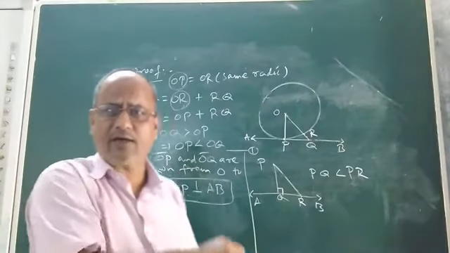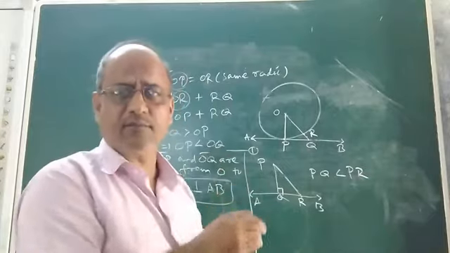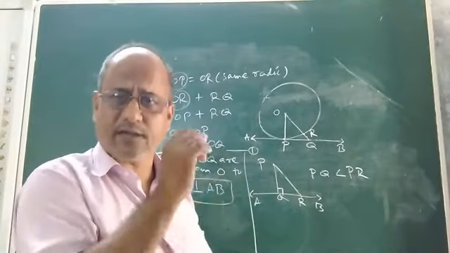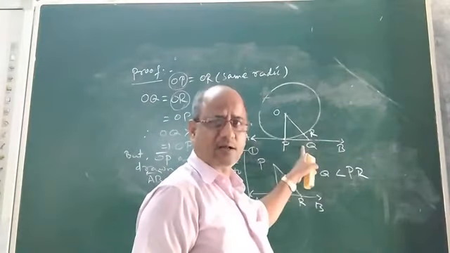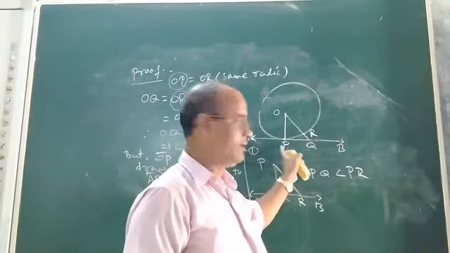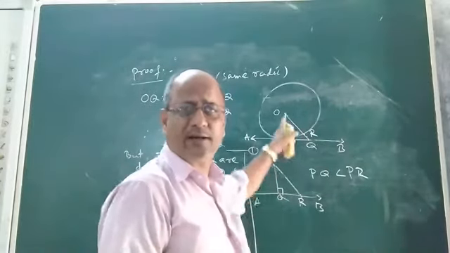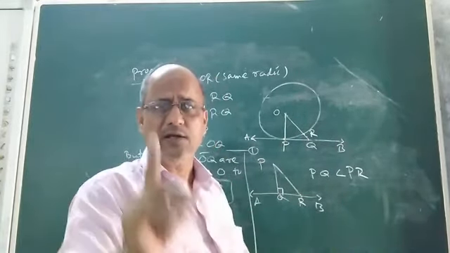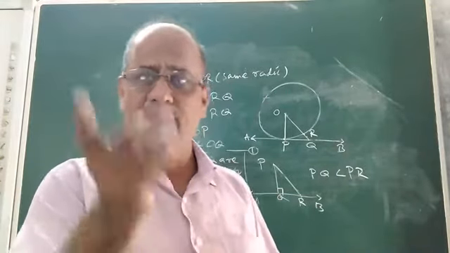Children, so what did we come to know in this lesson? In this theorem or geometrical truth, we came to know that if any tangent is drawn to a circle, then through the point of contact that tangent will be perpendicular to the radius at the point of contact. So this is one important property of tangent. And the converse is also true.